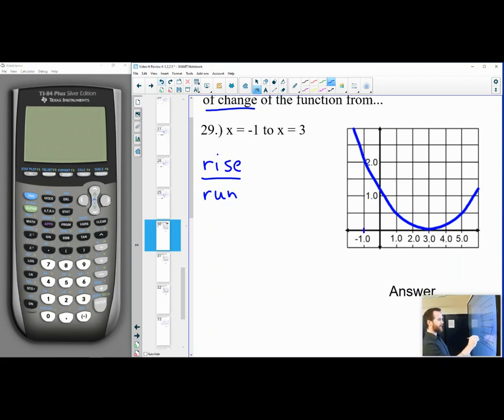So let's see, x equals -1 is right here. So if we go up there, this is going to be our starting point right there at 2. And x equals 3 is right here. Oh, and that's right there at 0. That's not too bad.